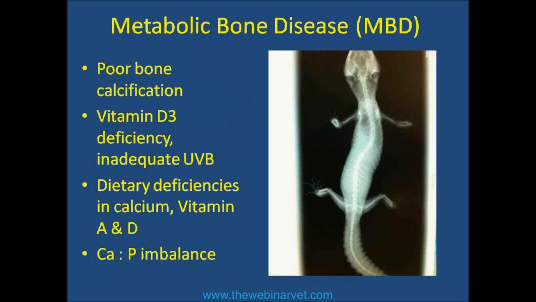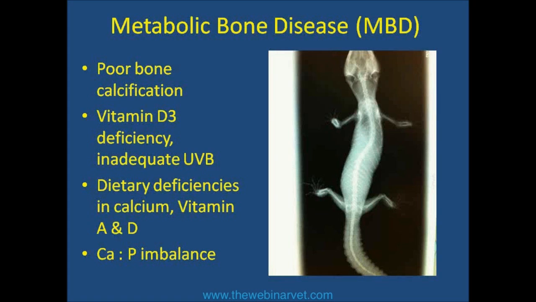Anyone who tuned in November at my last vet webinar would have seen this slide. Metabolic bone disease is basically softening of the bones or poor bone calcification. So you get osteomalacia of the bones in order to maintain circulating calcium levels, and that can be due to a vitamin D3 deficiency if the reptile is receiving inadequate UV lighting.